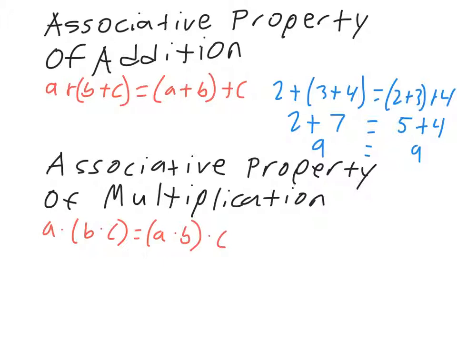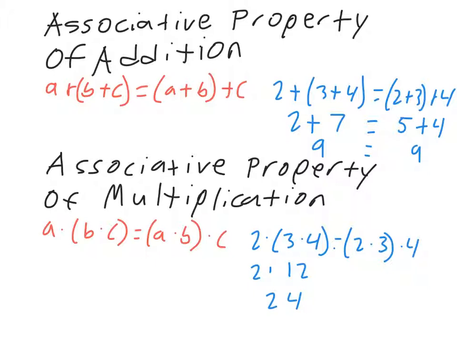And again, with a quick example, 2 times (3 times 4), and (2 times 3) times 4. 3 times 4 is 12, times 2. 2 times 12 is 24.